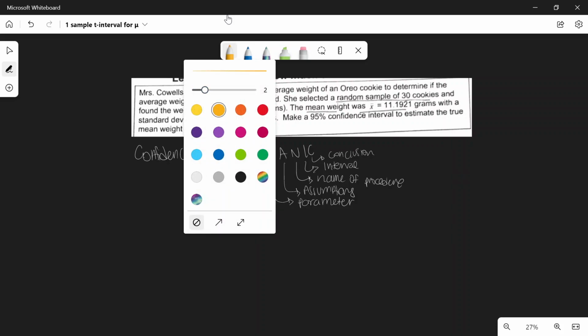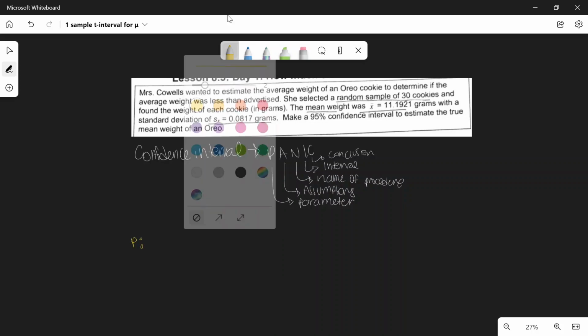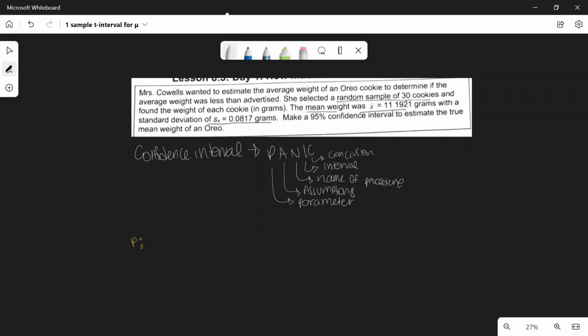Okay, so let's start with P. So let me do yellow, I'm going to do P. P is basically the parameter that you're estimating. So again, you have a population, let's say, of all Oreo cookies in the world, and we're trying to find the average weight of one Oreo cookie. But because we cannot find the average weight of one Oreo cookie, which would be mu, because we can't measure all Oreo cookies, we don't have that population size. So we just take a sample, right?